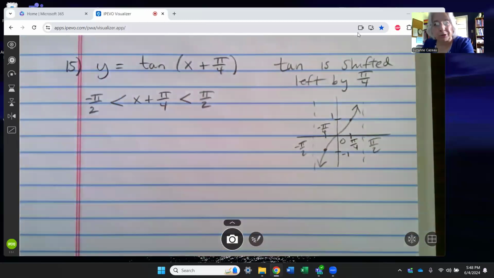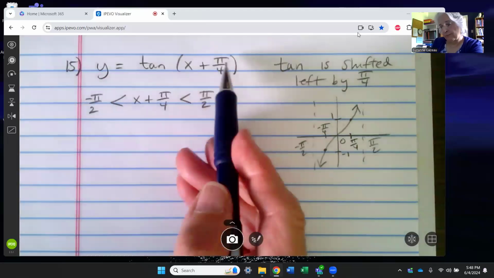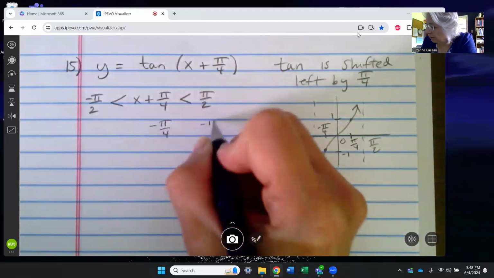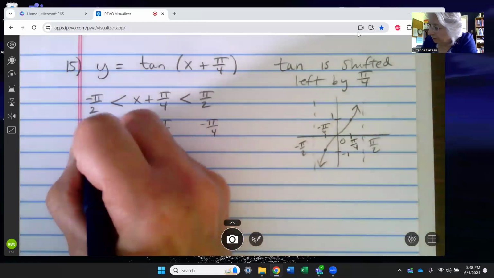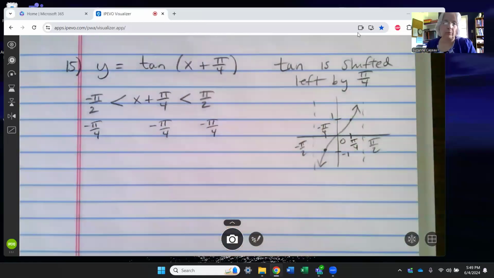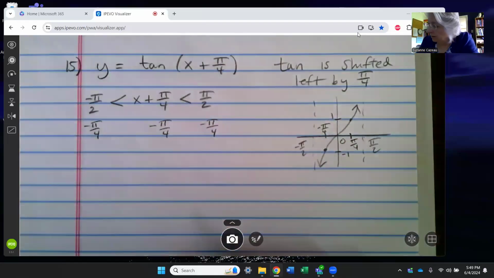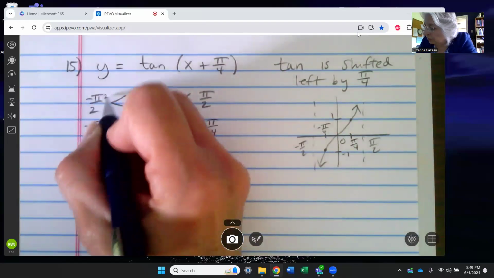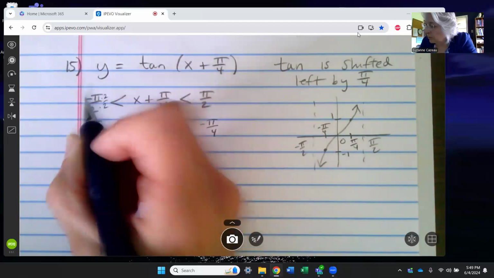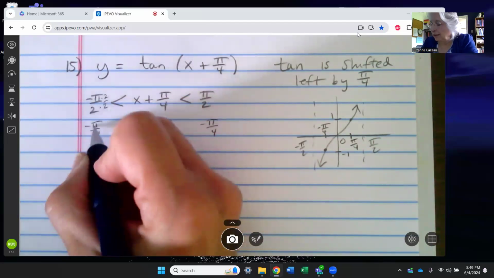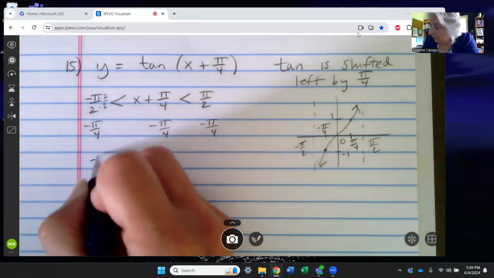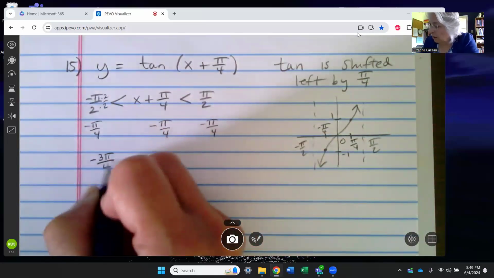This is going to get you the principal cycle of this function. So here we do negative pi over 4, negative pi over 4, negative pi over 4. We're basically solving a 3-part inequality. Okay, and I'm going to have to do a 2 over 2 on this one, right? So negative 2 pi minus pi is going to be a negative 3 pi, right? Negative 3 pi over 4.